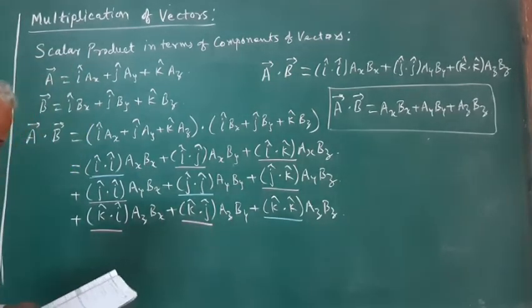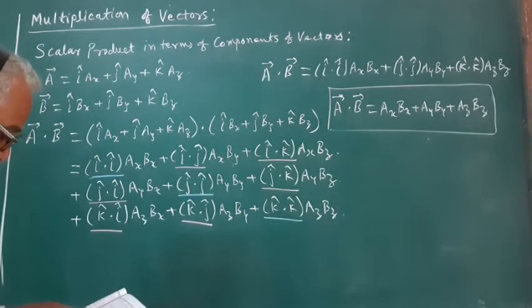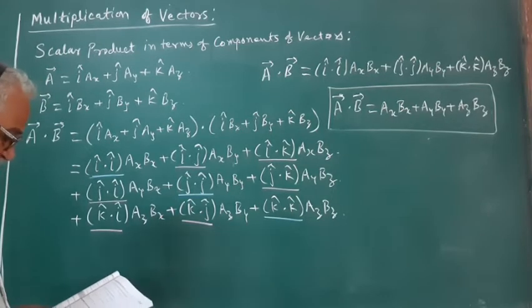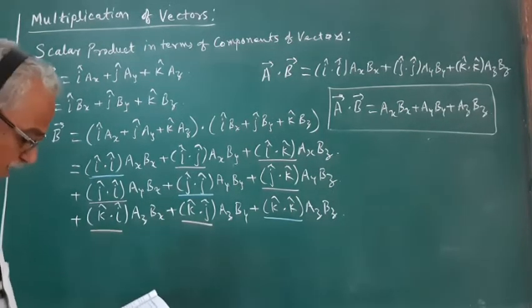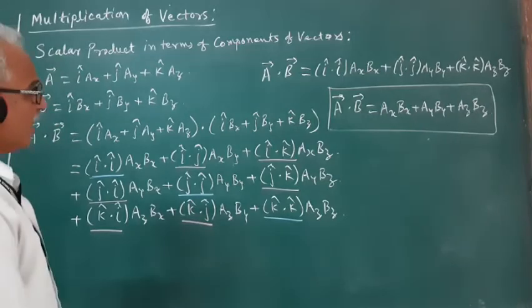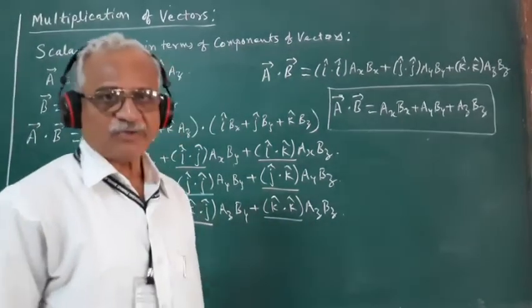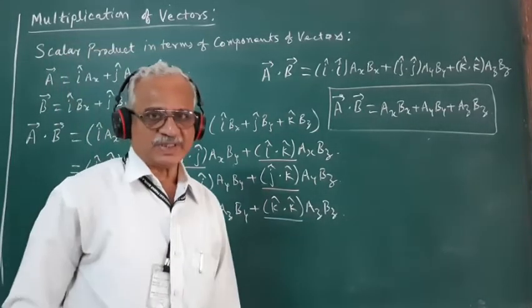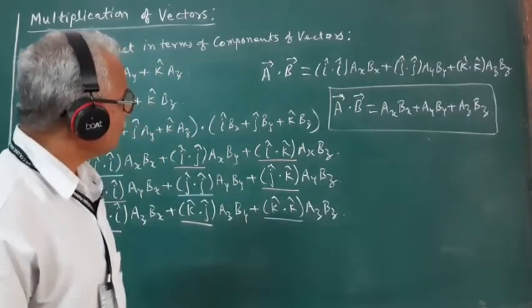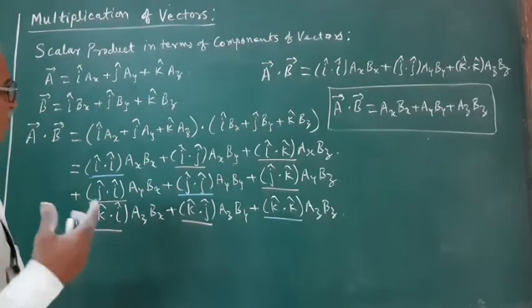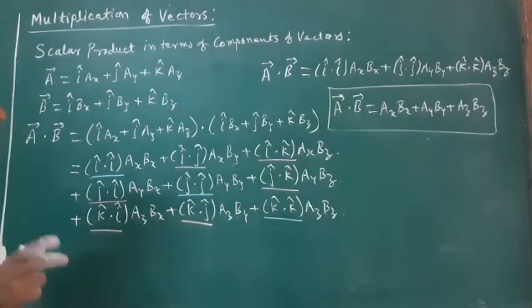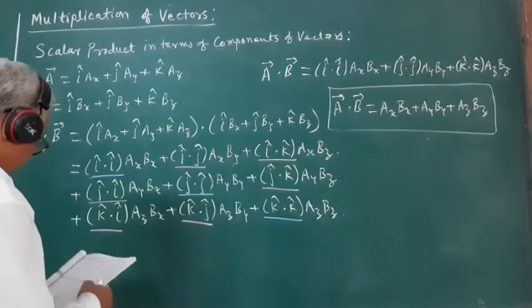So a bar dot b bar is equal to ax bx plus ay by plus az bz. So that is how we can express the dot product of the two given vectors in terms of their rectangular components.